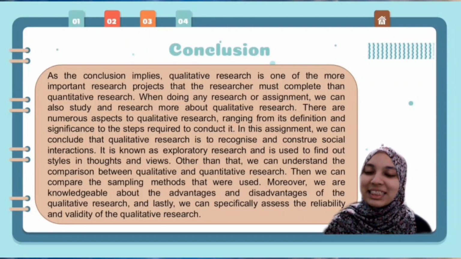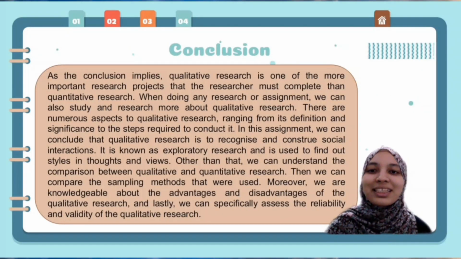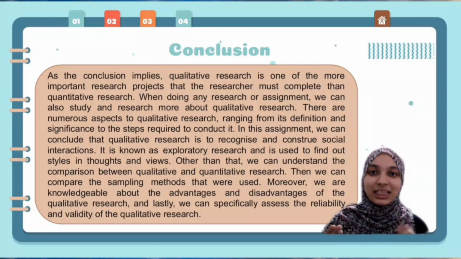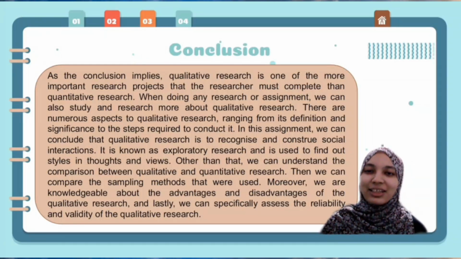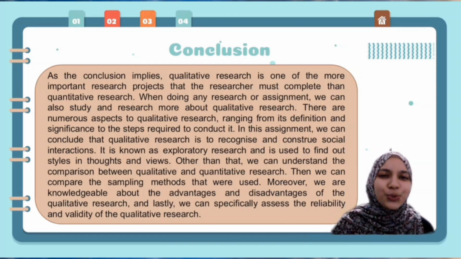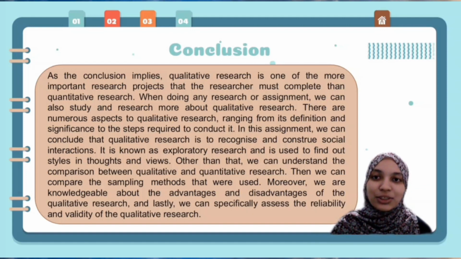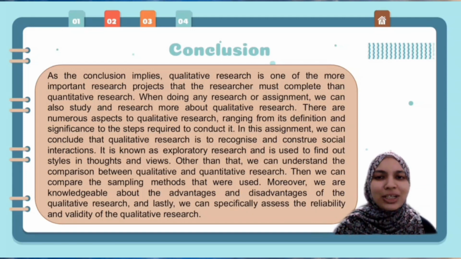As the conclusion implies, qualitative research is one of the more important research projects that the researcher must complete compared to quantitative research. When doing a research or assignment, we can also study and research more about qualitative research. There are numerous aspects to qualitative research, ranging from its definition and significance to the steps required to conduct it. In this assignment, we can conclude that qualitative research is to recognize and construe social interactions. It is known as exploratory research and is used to find out styles in thoughts and views.